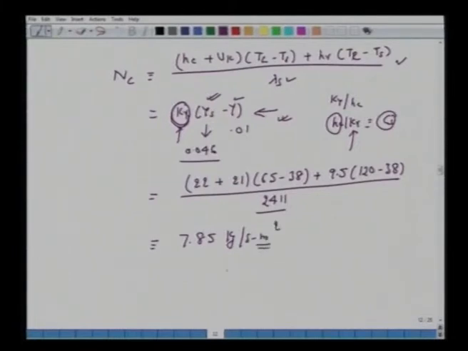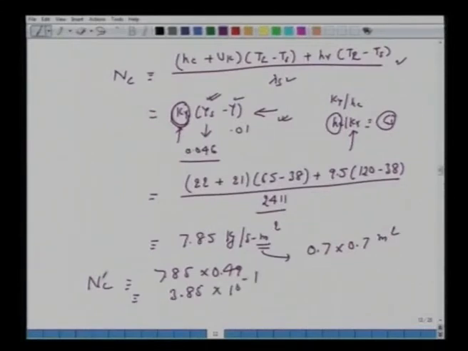of drying surface. What is the drying surface? It's nothing but 0.7 multiplied by 0.7 meters square. So we have now Nc as 7.85 multiplied by 0.49 equals 3.85 times 10 to the power minus 4 kg per second. So this is the evaporation rate, kg per second per meter square, or we have it as kg per second here. So this is the example which we calculated for the Nc.